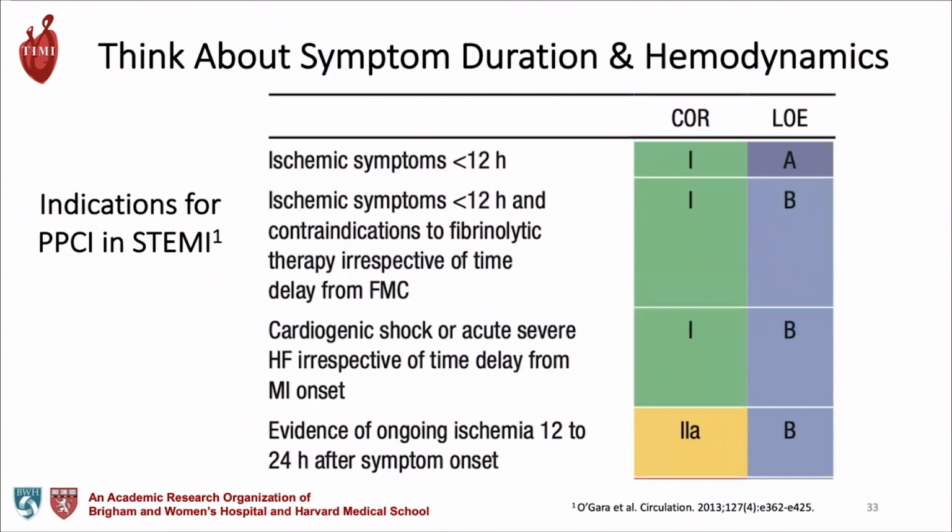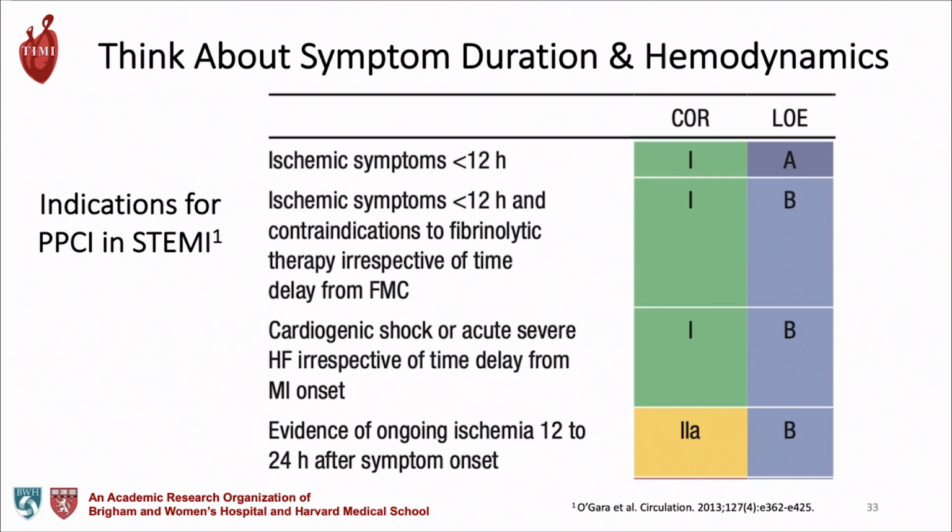A couple things to think about when you're evaluating a patient with STEMI are symptom duration as well as hemodynamic status. What I've been talking about so far is the patient who presents with chest pain and ST segment elevations, and then you try to take them directly to the cath lab. But sometimes patients present late. And so here are the class 1 indications. If a patient has a STEMI and their ischemic symptoms have been going on for less than 12 hours, they should go straight for primary PCI.